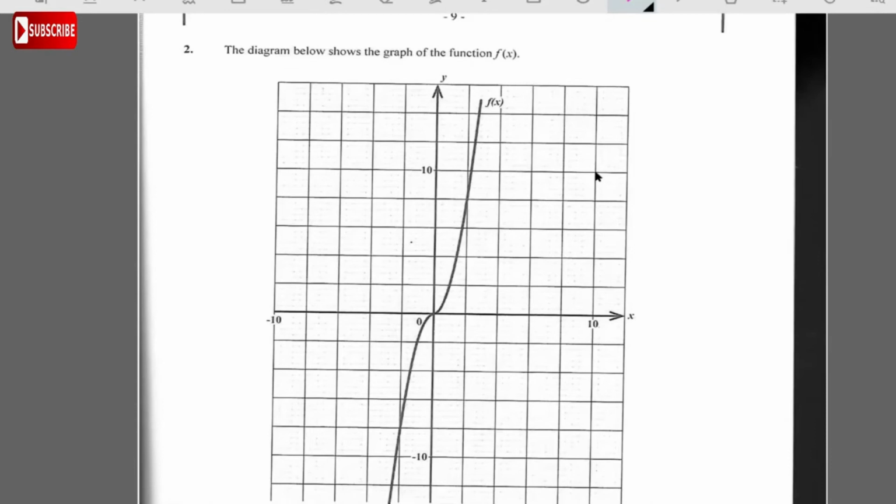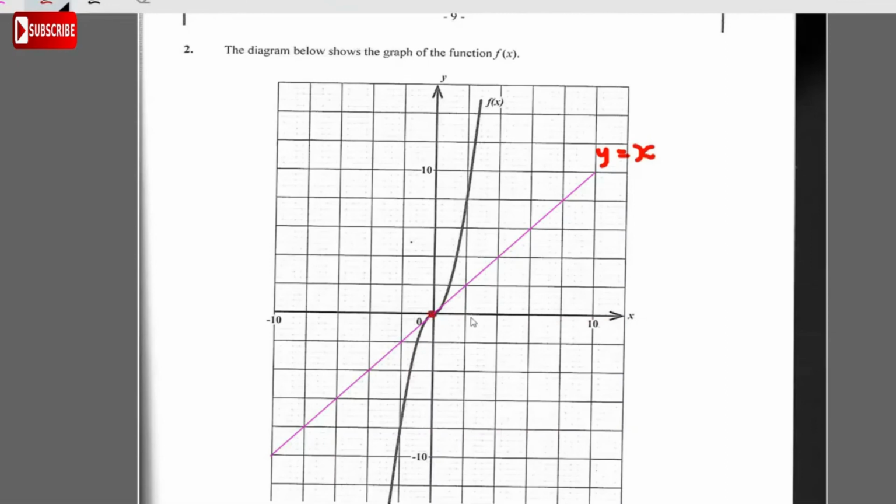So I have the point (10, 10) passing through the origin. This is just the line y equals x that I'm putting in. You might wonder why I need to do that. When I'm sketching an inverse, I like to put in the line y equals x. Next, look at this: (0, 0) is on this curve, so (0, 0) will be on the inverse as well.